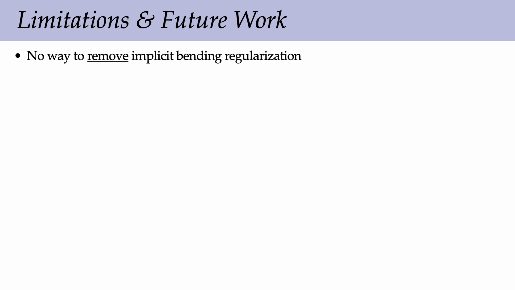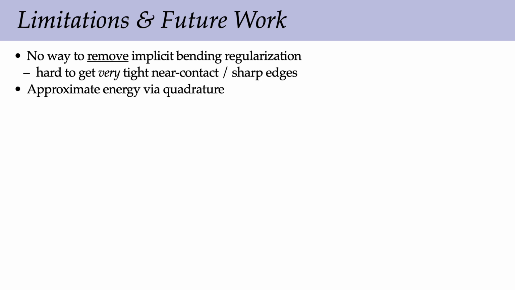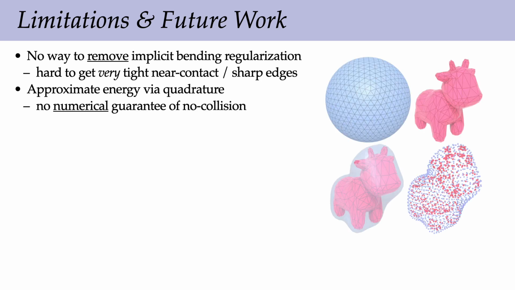Okay, so to wrap things up, it's worth noting that there are certainly limitations to our approach. For one, there's no way to remove the bending regularization that's implicit in the tangent point energy. So if you want to have sharp creases or kinks, you might have to think a little bit harder about how to do this. Since we approximate our energy using a finite set of quadrature points, there's no hard guarantee at the numerical level that intersections won't occur. So if the mesh is super coarse like this one, then triangles could pass through each other. Of course, here we could also use standard techniques like continuous collision detection, or maybe try to minimize an upper bound on the exact energy.